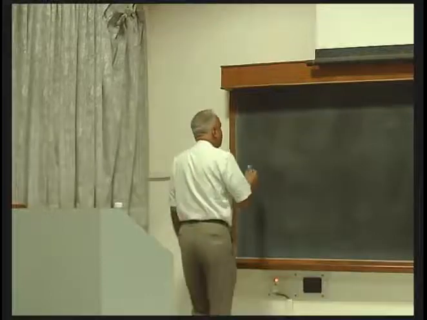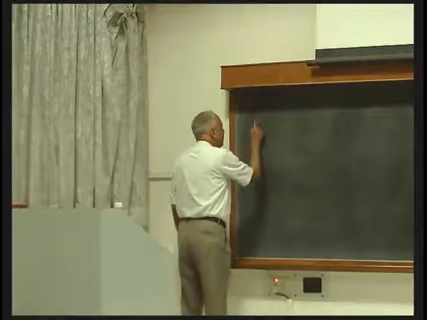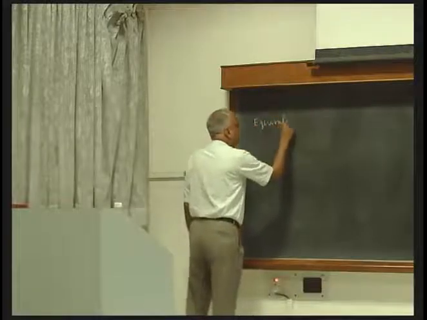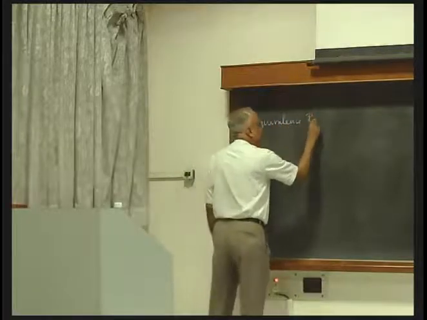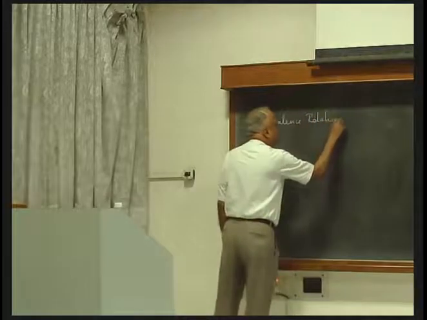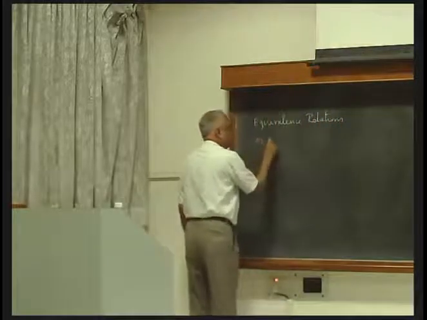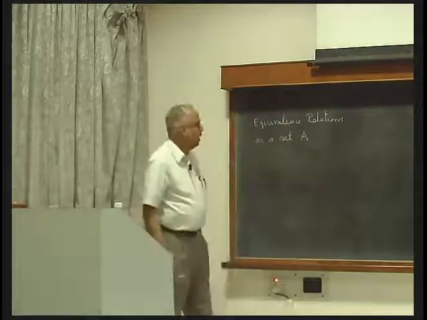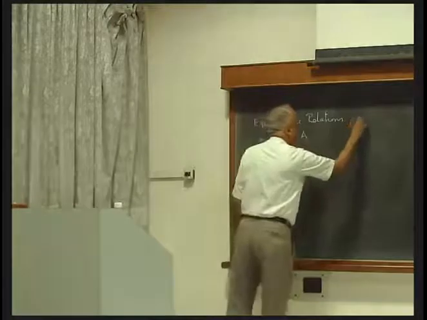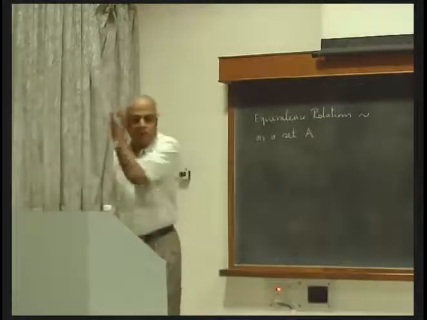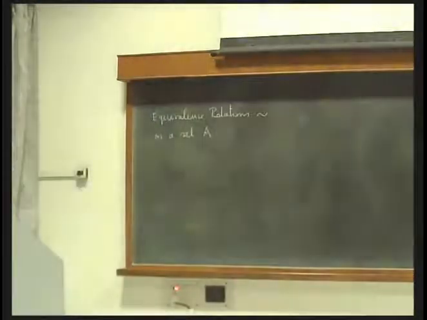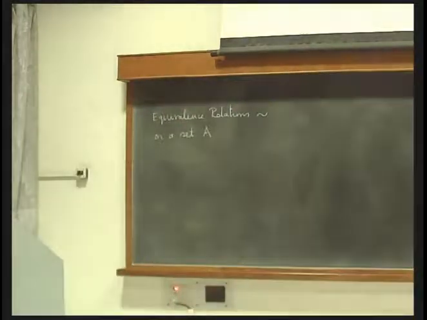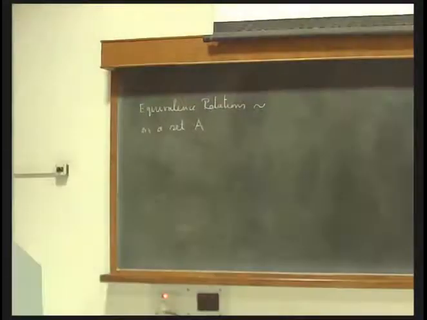Anyway, so last time we looked at equivalence relations on a set. And we usually denote equivalence relations by the symbol ~. And we saw that the main interesting part of an equivalence relation is that it gives a partition of the set.